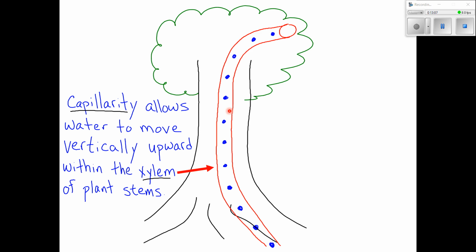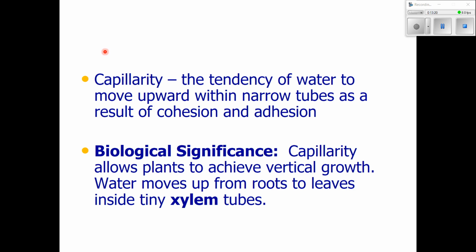So this phenomenon of water moving up the stem of a plant against gravity using cohesion and adhesion is called capillarity. And that is the biological significance for this first property of water. Capillarity allows plants to achieve vertical growth. It allows the plant to grow up tall because it allows water to move up the stem from the roots all the way to the leaves inside those xylem tubes.